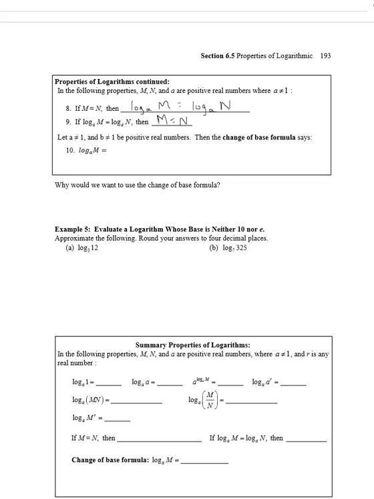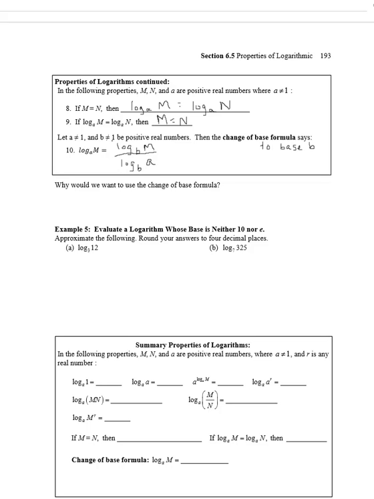If a and b are positive real numbers, and neither one is equal to 1, then if we need to change the base, let's say to base b, then the change of base formula says log base b of m over log base b of our old base a.